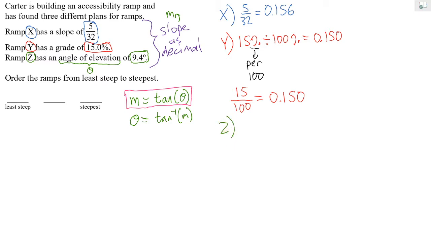So we're going to want this formula that turns an angle of elevation into a slope. So for Z, we're going to use this formula here. M is tangent of our angle of elevation, which is 9.4 degrees. So plug this into the calculator, get 0.1655 and so on. Because it's a 5, I'm going to round it up to 0.166. And there we go. So now we've got our three slopes, going from least to middle to highest, comparing them.